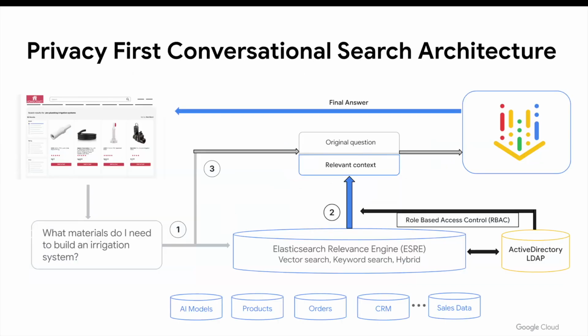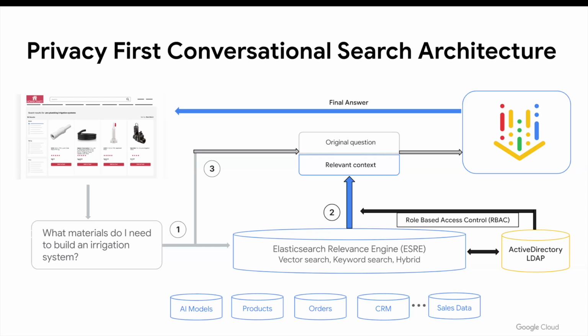Now, here is the architecture. Imagine there is a website like Home Depot, for example. I think one of the people from Milan built it, so he made it as Homecraft. But think of this as a Home Depot. Now you have different products available for you to purchase to work on your DIY project, or a project with a contractor involved. Now you go to the website and ask, what materials do I need to build an irrigation system? And the way it works is that data is available in Elasticsearch. Again, the Elasticsearch Relevance Engine.